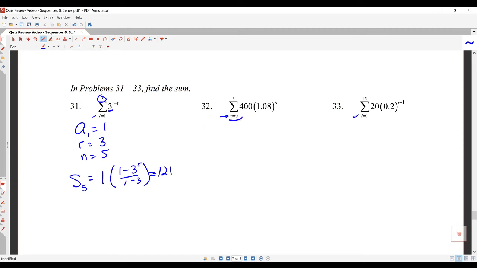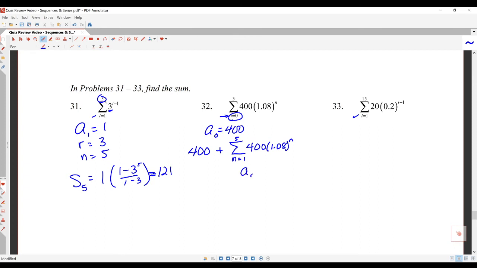For number 32, we have to peel off that 0th term separately. So I'm going to go ahead and plug in 0 here. 1.08 to the 0 gives us 1 times 400 is 400. So A0 is 400. So I have to keep that separate. And then what we'll be doing is we'll be adding the sum, starting now with 1 and still going up to 5, of 400 times 1.08 to the n.